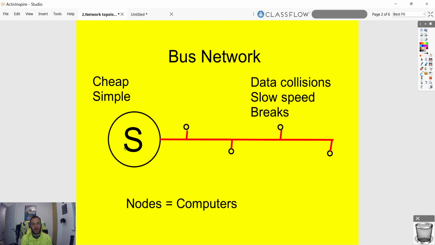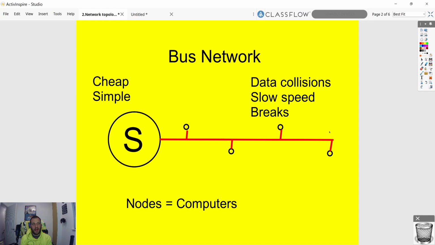And the bus network is a little bit like a bus route. So you can think of the bus has to travel along the cables, the red line in this case, to the computers, which are the little circles, also known as nodes on the network.